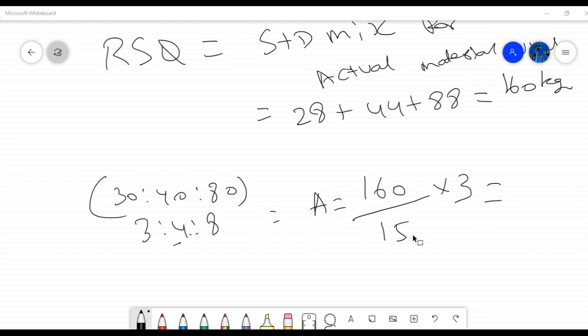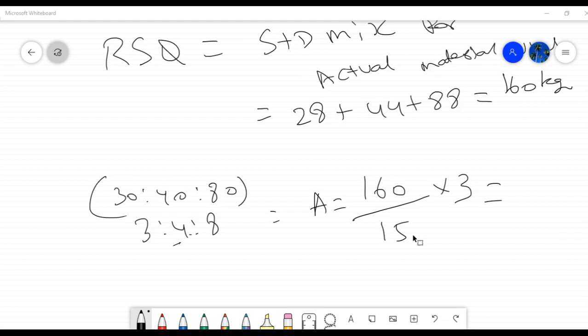Then B equal to 160 divided by 15 into 4 how much? 42.67. Then C equal to 160 divided by 15 into 8 how much? 85.33. Okay, this is my RSQ. So 32, 42.67, 85.33.